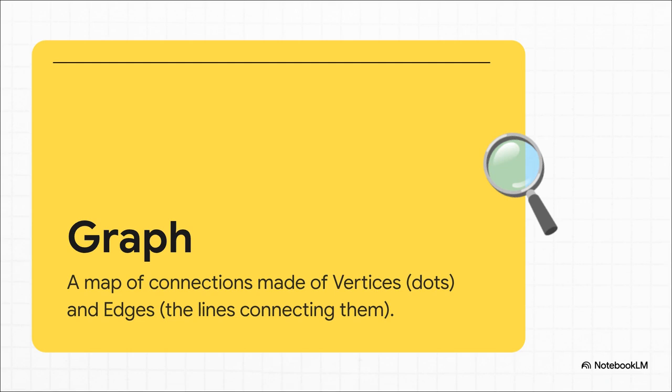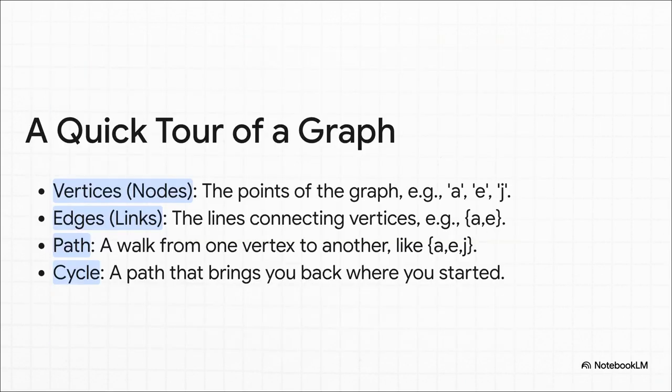Okay, so at its heart, a graph is really just a way of drawing relationships. You've got your key locations, we call them vertices or nodes, those are just the dots. And then you've got the connections between them, we call those edges, and those are the lines. That's it, that's the whole foundation. And with just those two simple ideas, we can start describing really complex networks.